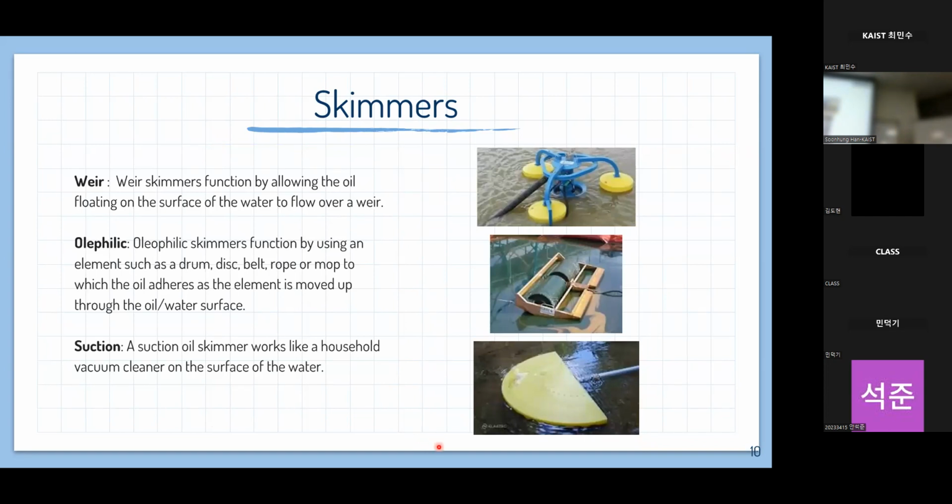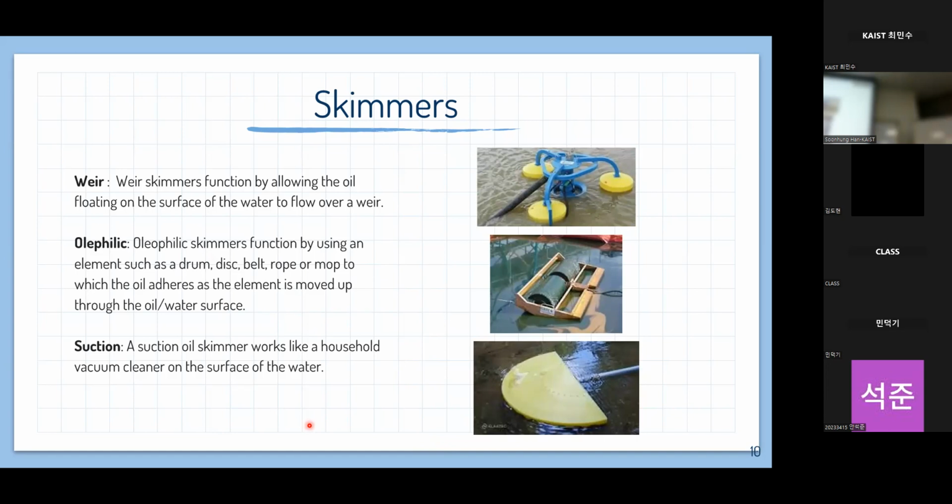There are several skimmer methods. First, weir skimmers function by allowing the oil floating on the surface of the water to flow over a weir. Oleophilic skimmers function by using an element such as a drum, disc, belt, loaf, or mop to which the oil adheres as the element is moved up through the oil or water surface.